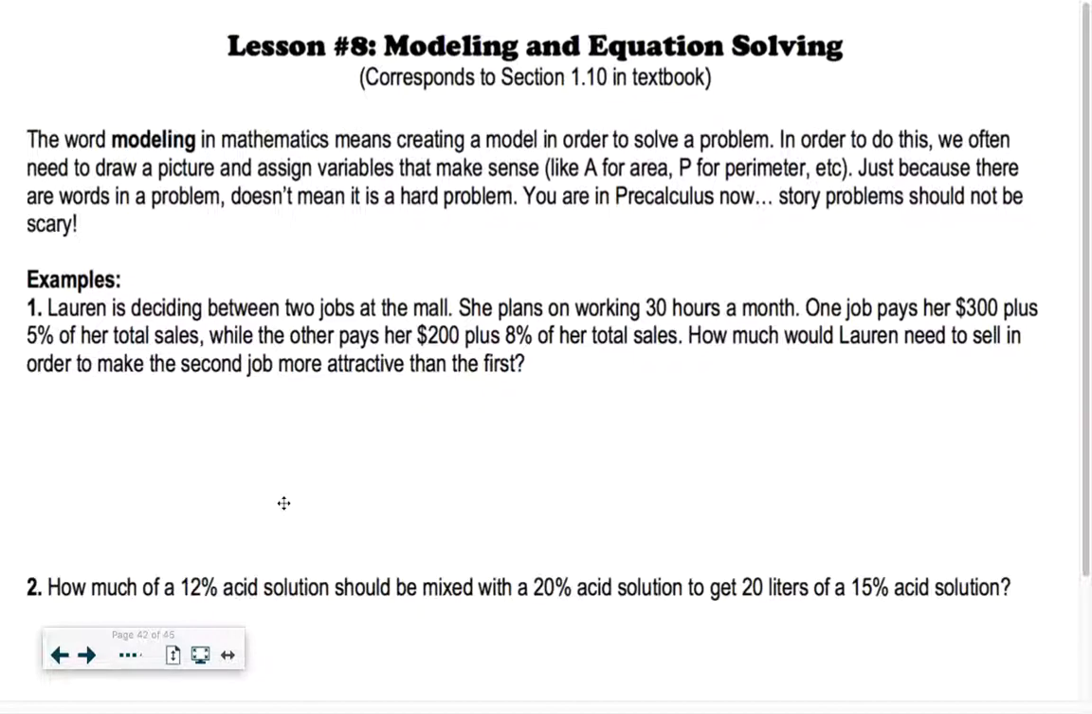All right, so number 1. It says Lauren is deciding between 2 jobs at the mall. She plans on working 30 hours a month. One job pays her $300 plus 5% of her total sales.